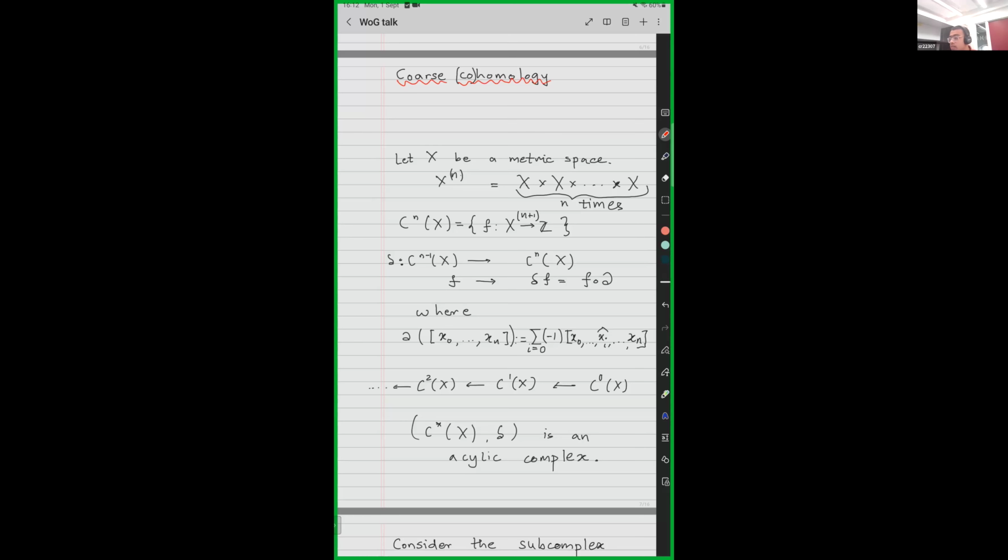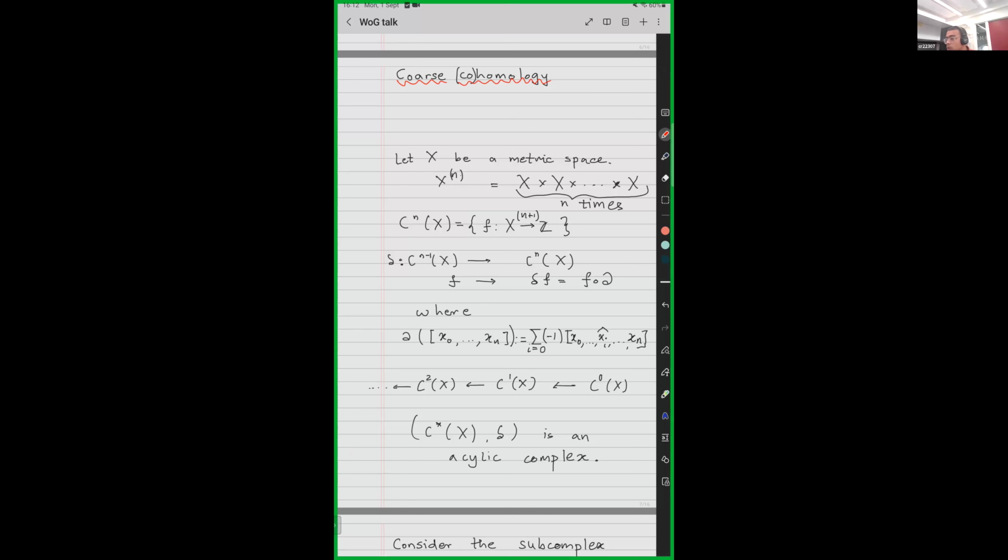Okay, so let X be a metric space, and we denote the n-fold product of X by X^n, right? So these for us will play the role of n-simplices in our cohomology theory. And so we take the most basic cochain complex that we can form out of this. It's just the set of all functions from X^(n+1) to Z. That is our nth cochain group.